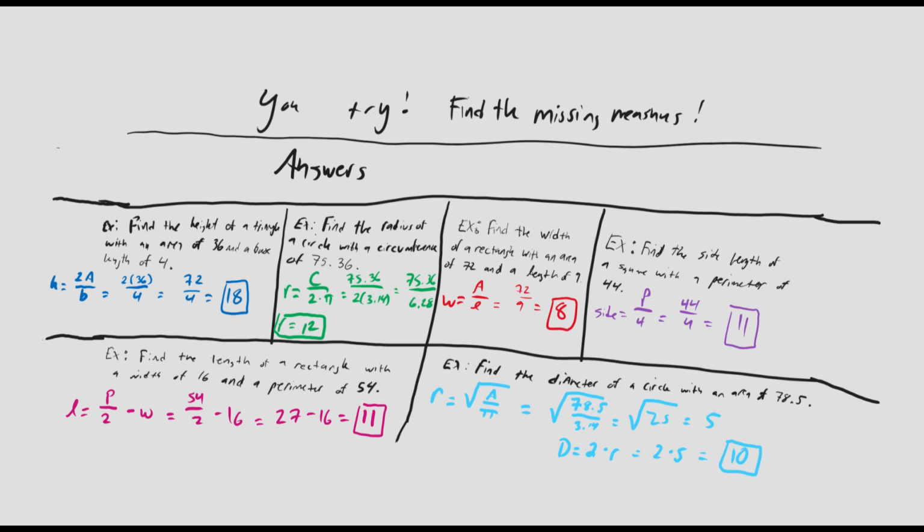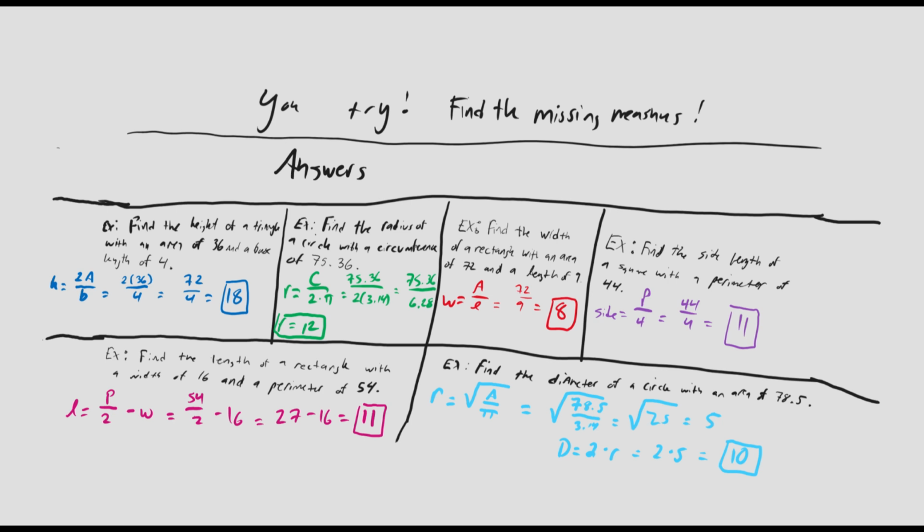Well, since we're looking for radius, it would be dividing circumference by 2 times pi. 2 times pi will always equal, if you're using decimals, 6.28. So 75.36 divided by 6.28 makes 12 for the radius. Third problem, find the width of a rectangle that has an area of 72 and a length of 9. It's just going to be area divided by length to find width. So 72 divided by 9 makes 8.